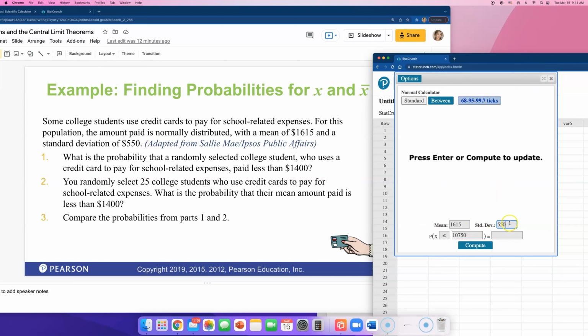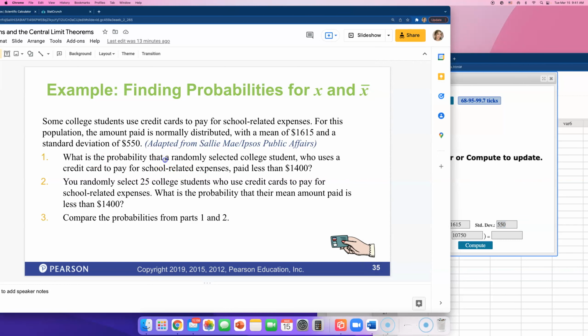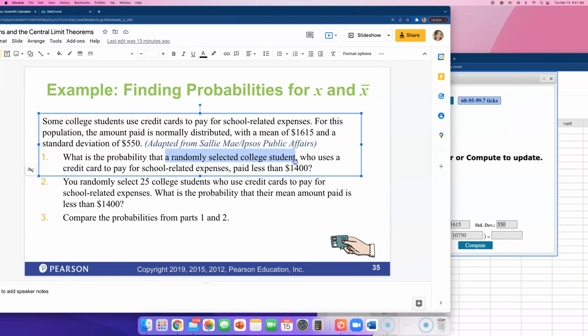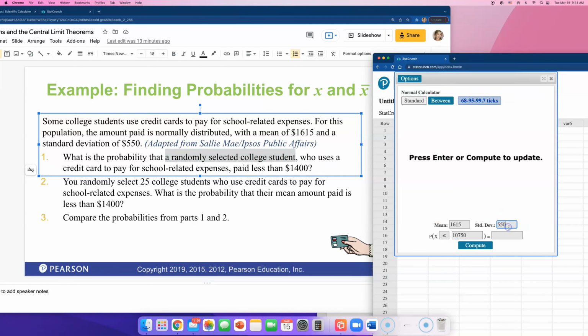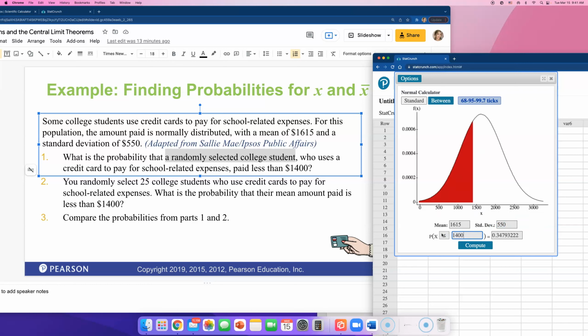Now, I am using 550 because the first question isn't about a sampling distribution. This is not a sample of 10 or a sample of 20. This is one college student selected, okay? So that's just a straight up normal distribution problem. So enter 550 and less than 1400. The answer for the first question is there's a 35% chance that I will see someone who used less than $1,400, okay?